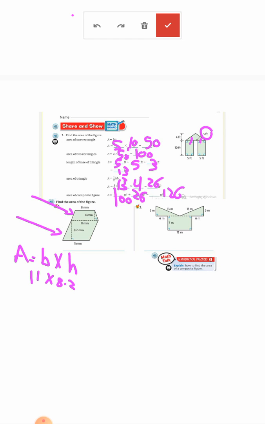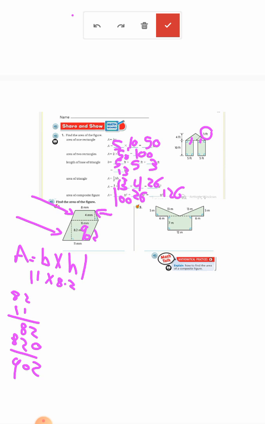Imagine we do not have the decimal point. 82 multiply 11. 1 multiplied by 2 is 2, 1 multiplied by 8 is 8, put 0, 1 multiplied by 2, and here 8. It gives me 902. So this is 902.